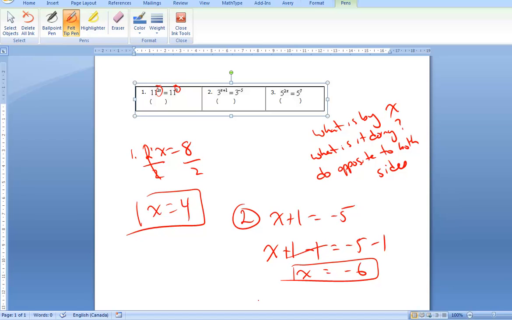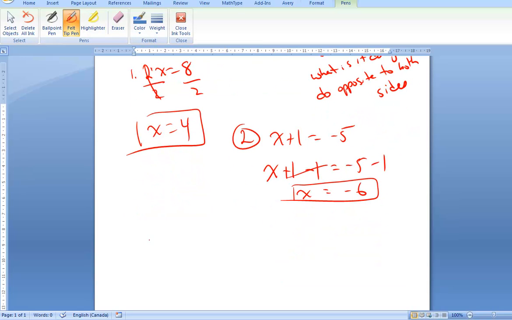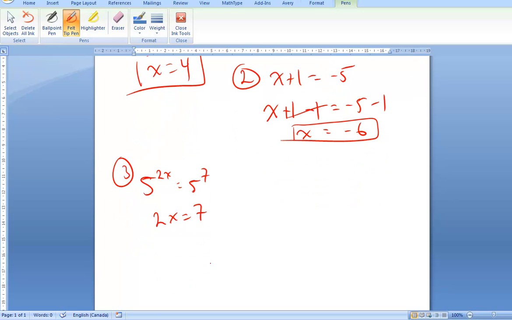Question 3, 5 to the 2x equals 5 to the 7. Okay, so the bases are the same, so the powers must be the same. 2x must equal 7. Look and say, what's by the x? It's a 2. What's it doing? Multiplying. Divide both sides by 2. That's the opposite. That's gone. I'm left with x equals 7 over 2, or 3.5 if you want.